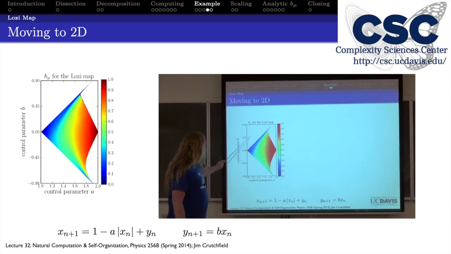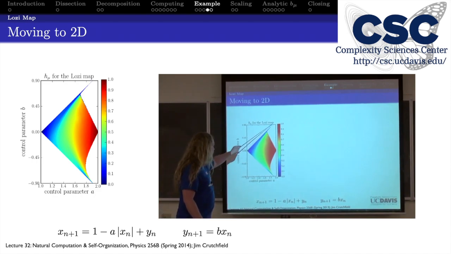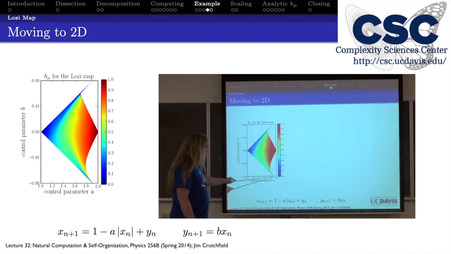So if this is our entropy rate here, we can see it's relatively smooth in this attractor region, and it's 0 outside. In fact, let's see. I think up here, things go to a fixed point. Here and here, they diverge to infinity. And I think here diverges to infinity also. But in this region, it has a chaotic attractor.